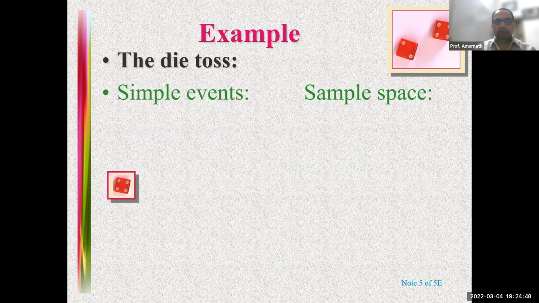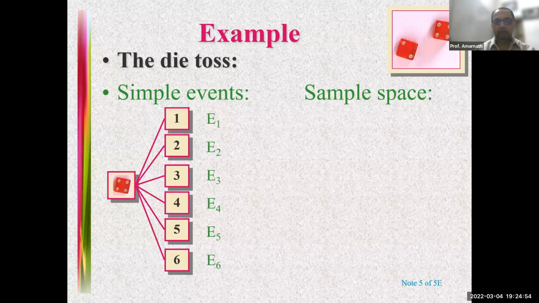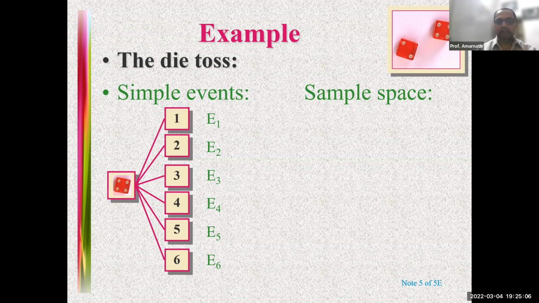One example. I told you how we can take it. When I toss a die, these are simple events. In a die, there are only 6 outcomes. The first one is E1. When I get a 2, it is E2, and so on up to E6.